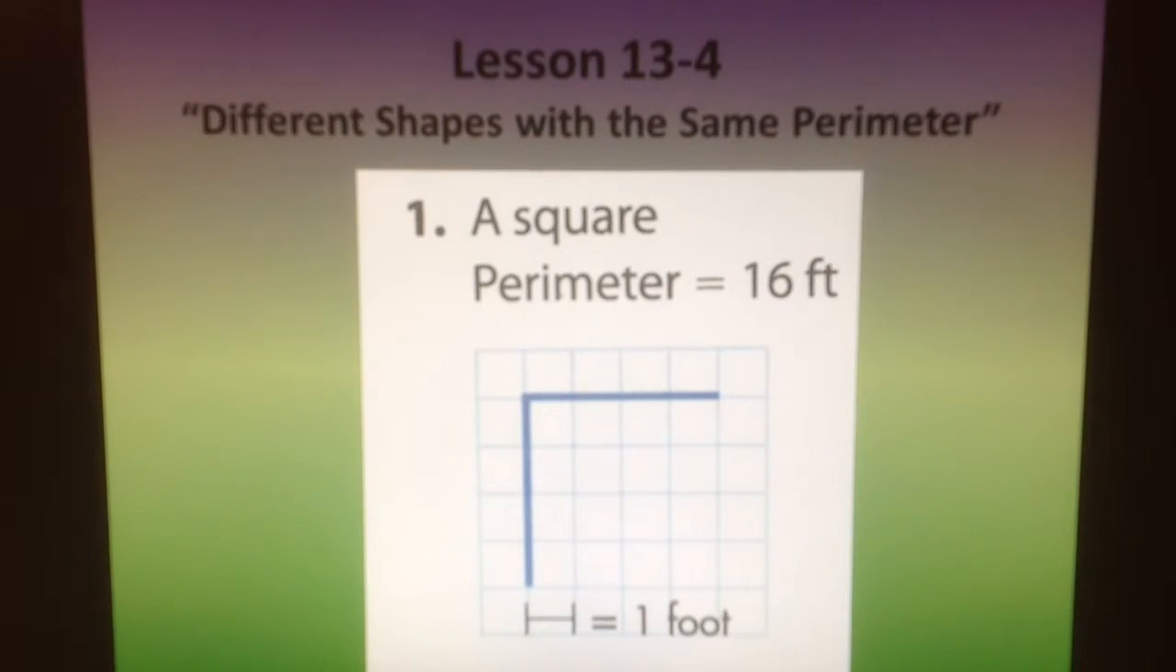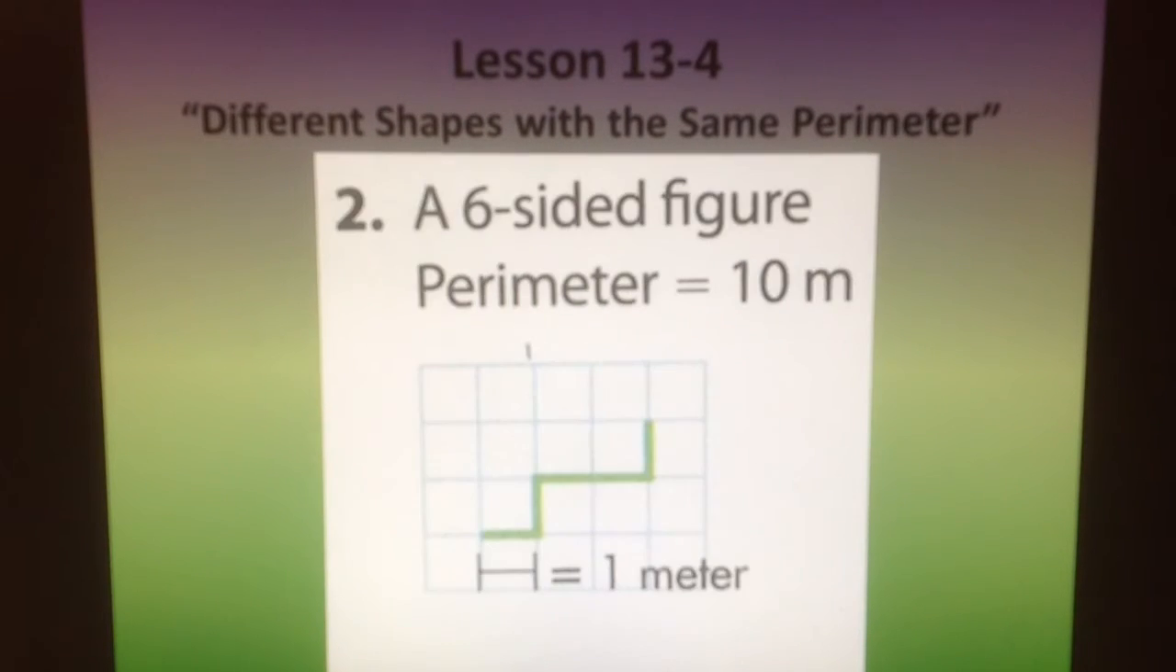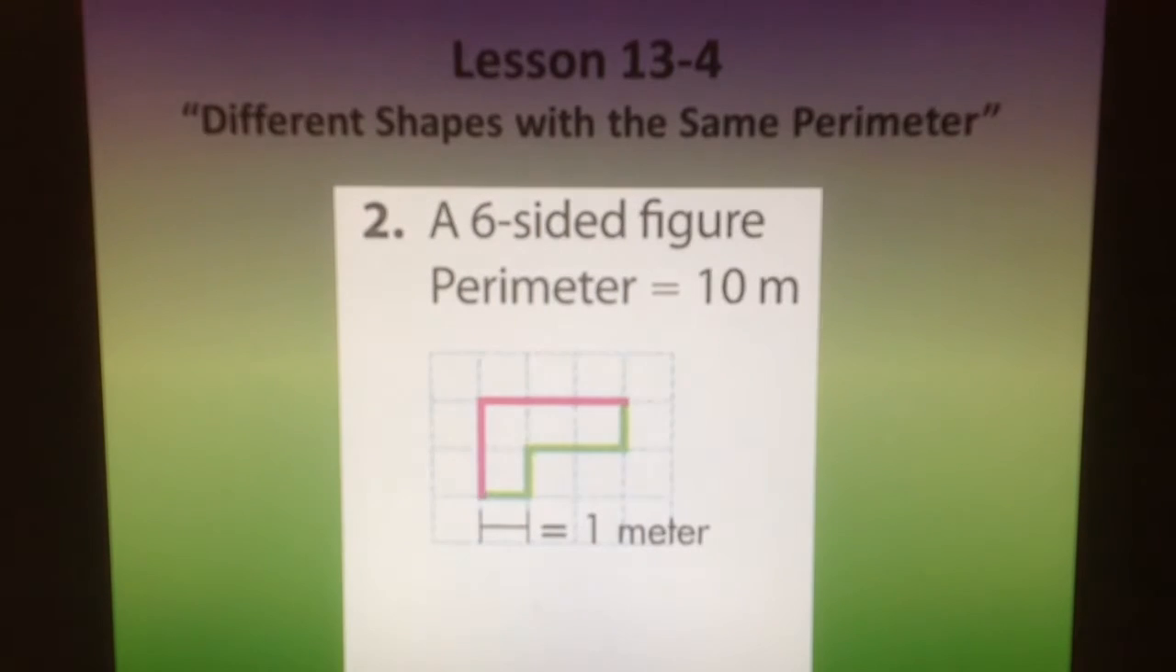Finish this square to make a perimeter of 16 feet. Students finished it to make it look like that. Finish this to make a 6-sided figure with a perimeter of 10. And that's how my students' papers looked.